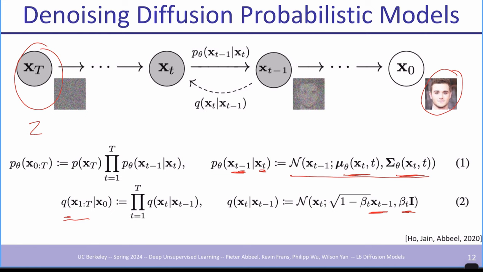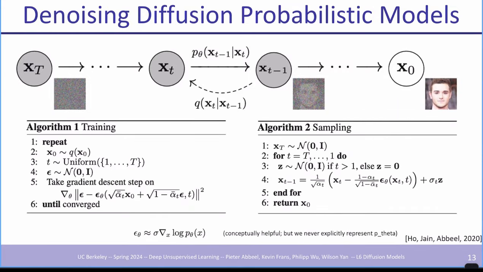So this view on things is conceptually relatively straightforward, and then in principle you could just train a model. You could even maybe use a sigma as a hyperparameter and just train a model for mu thetas that predict a slightly denoised version from your previous noisy image. The way it's actually set up is a little different. In some sense it's simplified.